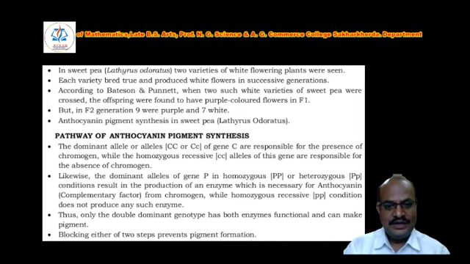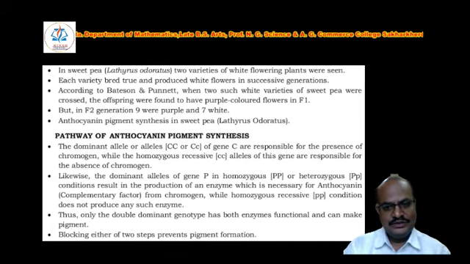Likewise, the dominant allele of gene P, homozygous capital P or heterozygous capital P small p, results in the production of an enzyme which is necessary for anthocyanin formation, complementary for the chromogen, while the homozygous recessive pp condition does not produce such an enzyme.